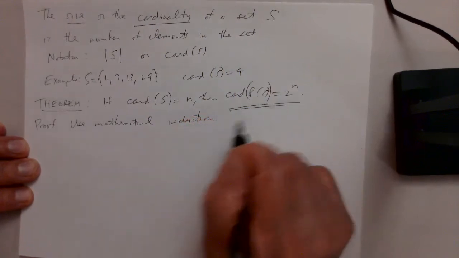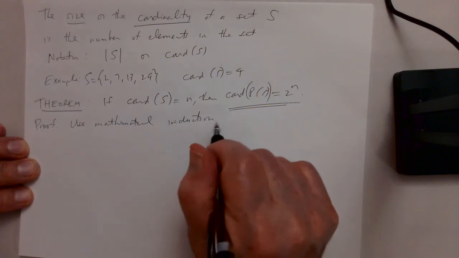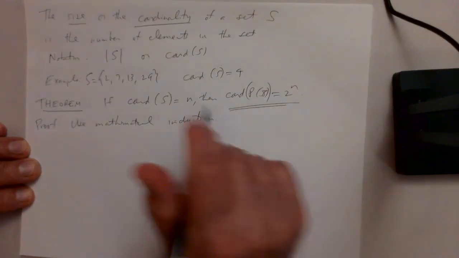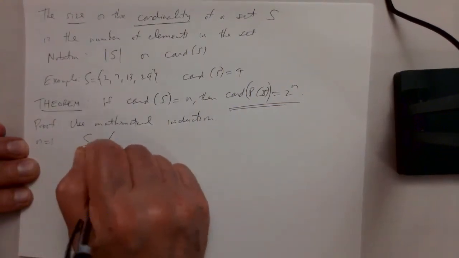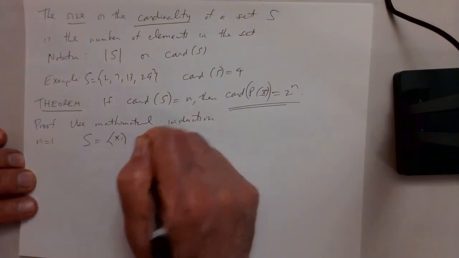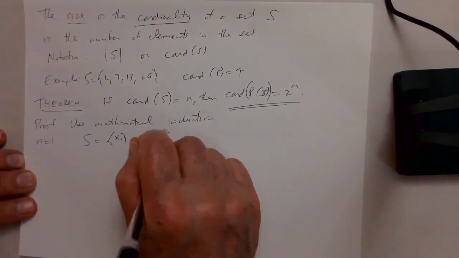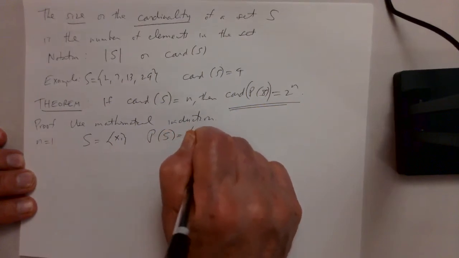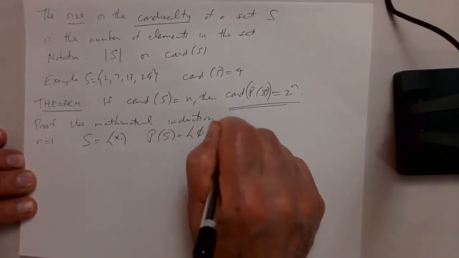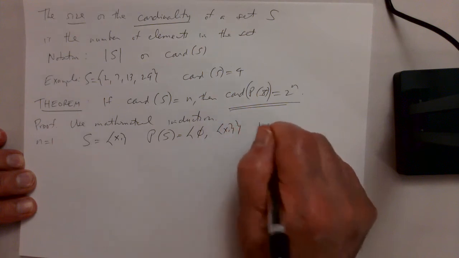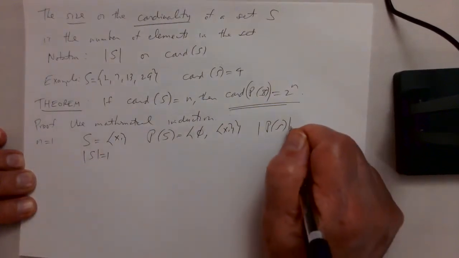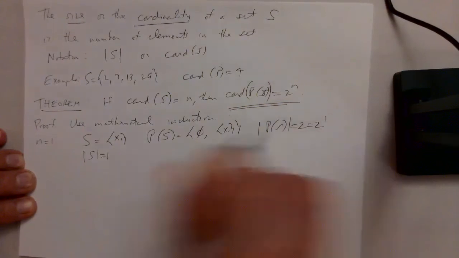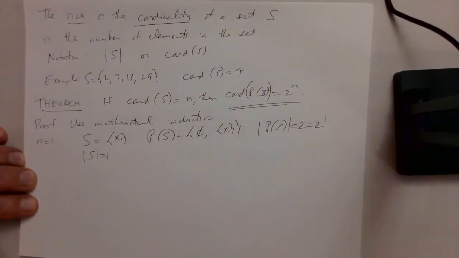So this is a statement about the integer n. Well, let's review again. What does it say in the case n equals 1? So S contains just one element. I'll call it x1. So the power set of S contains the empty set and the set itself. So the cardinality of S is 1, and the cardinality of the power set is 2, which is 2 to the power 1. So that's the starting point of our induction.